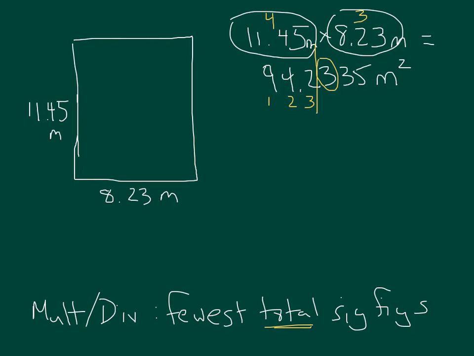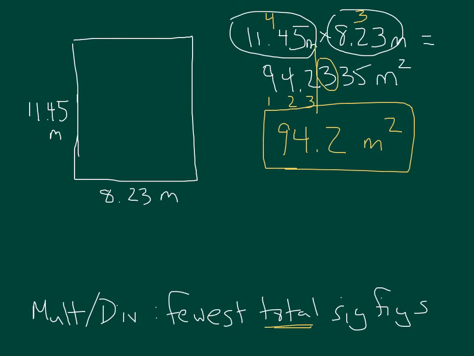I don't think I really need to review the rules of rounding with you, but that's where you would round in this case. You would round to 3 significant figures, which happens to be the tenths place here. So our final answer would be 94.2 square meters. So keep in mind when you're multiplying and dividing measurements, the fewest total sig figs is the number of sig figs you should have in your answer. Hopefully that helps you understand, and I'll see you soon.